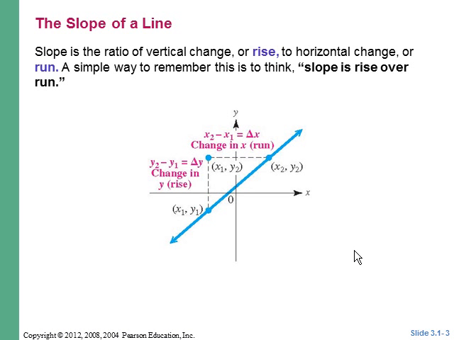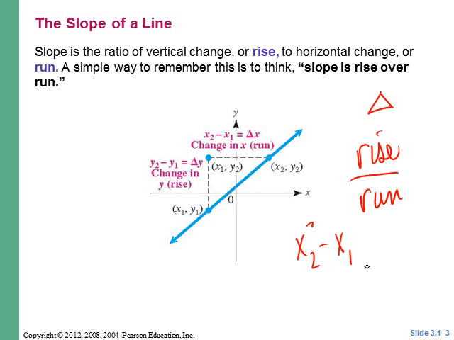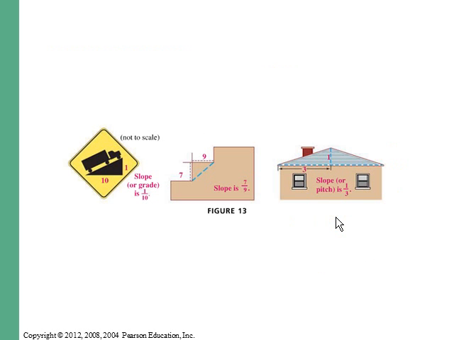Page 148 says that the slope of a line is the change in x over the change in y. The Greek letter D for delta is also known as change. So we talk about the rise over the run, or x2 minus x1 under y2 minus y1. And that's how we do slope.